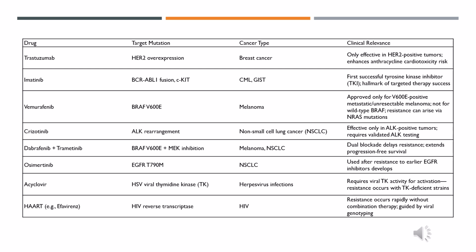Then we have vemurafenib, which only works in melanoma with the BRAF V600E mutation. If BRAF is wild-type, it can actually make things worse. Crizotinib is used for ALK-positive lung cancers. Without ALK rearrangement, it doesn't help. That's why testing is critical. You'll also see examples in infectious diseases like acyclovir, which depends on viral thymidine kinase activity to work, and HAART, where HIV genotyping helps tailor the antiretroviral regimen to avoid resistance. So this table really brings home how genotype-guided therapy is about precision: right drug, right target, right patient.